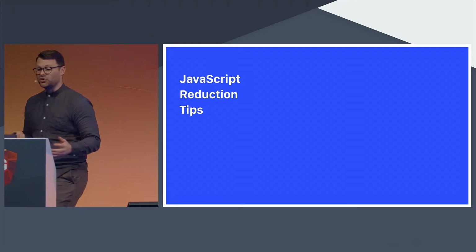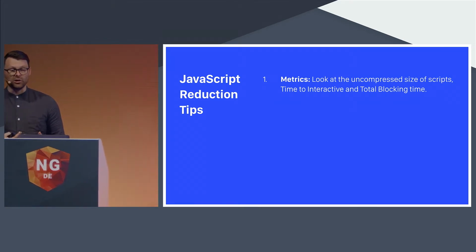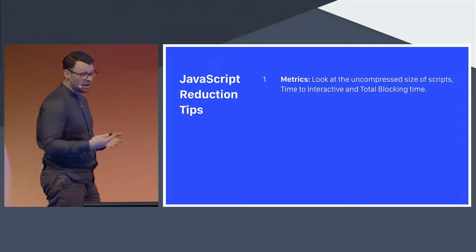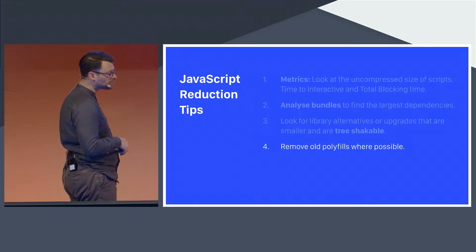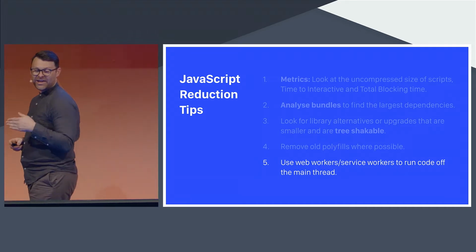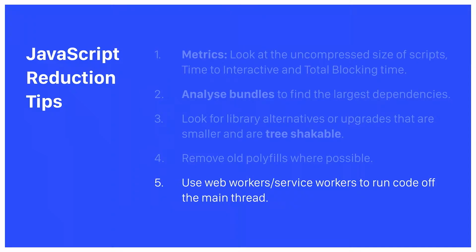So if we were to look for some JavaScript reduction tips in general, from metrics, we want to look at the uncompressed size of scripts, use time to interactive and the brand new total blocking time. We can analyze our bundles to find the largest dependencies, and we can look for library alternatives that maybe are smaller, or they're upgraded, or they have tree shaking built in. We can remove polyfills, and we can use web and service workers to run code off the main thread.